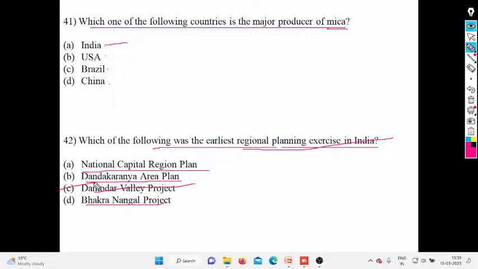It is the Damodar Valley, DVC, Damodar Valley Corporation, है ना. The DVC project currently existed in West Bengal particularly.